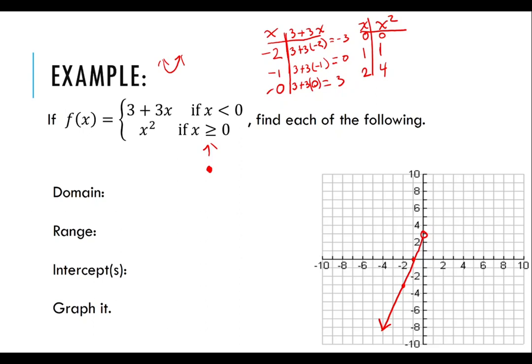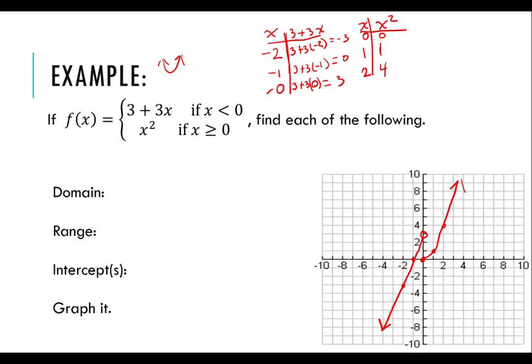Then plot these ordered pairs. I have a solid dot at 0, 0. Then I have a solid dot at 1, 1, and a solid dot at 2, 4. And because I know what this parabola looks like, I know that the shape is about like this.